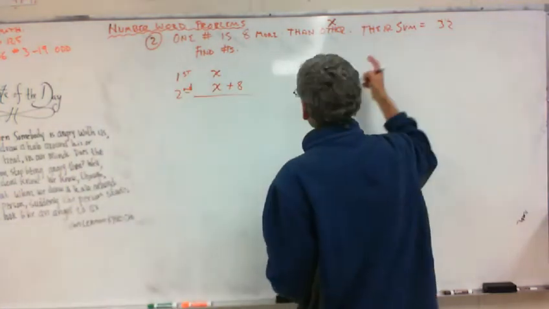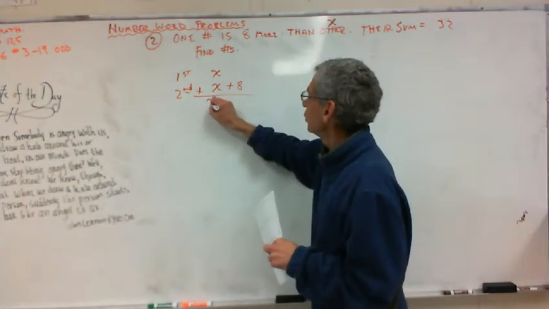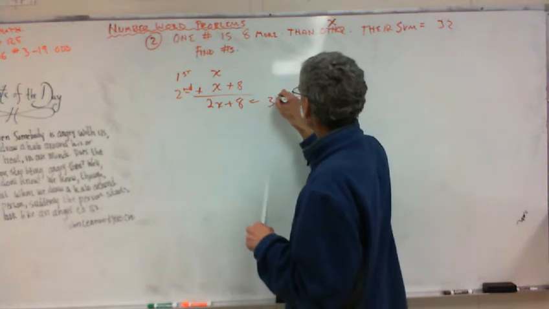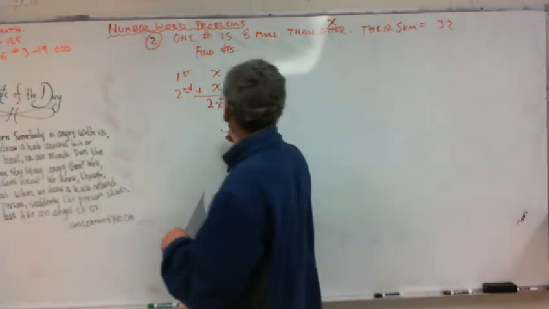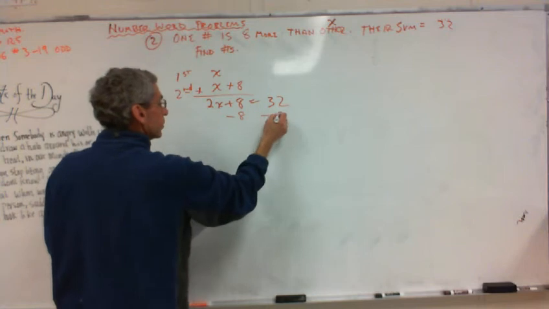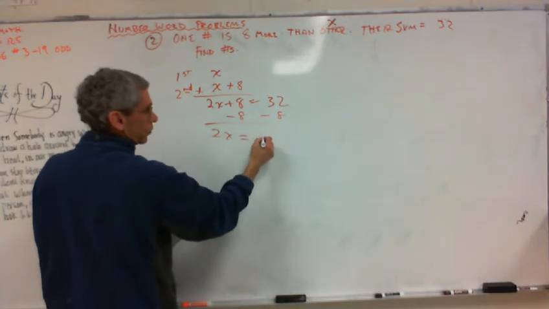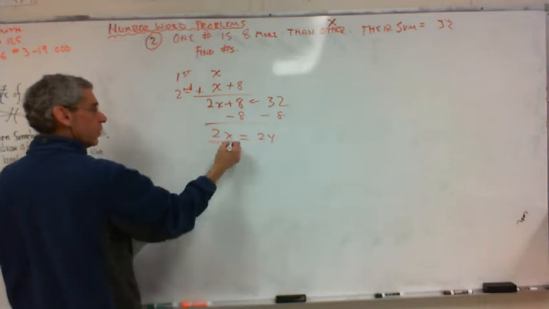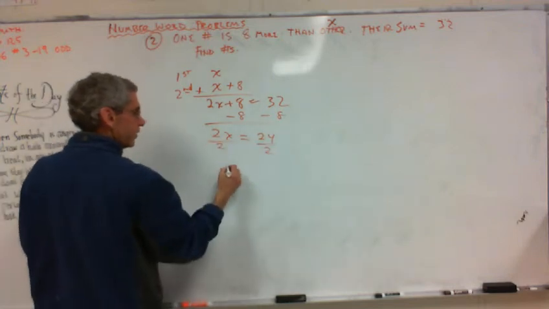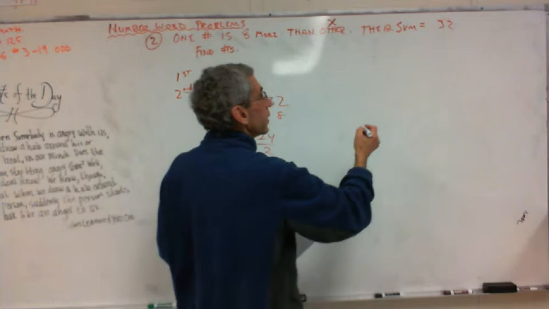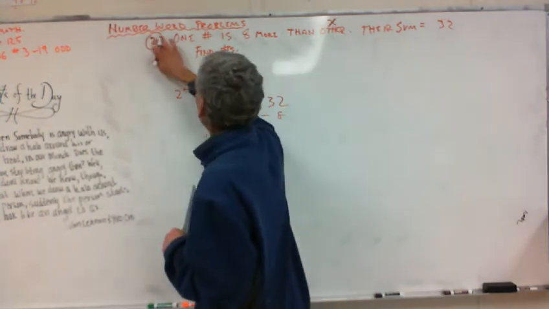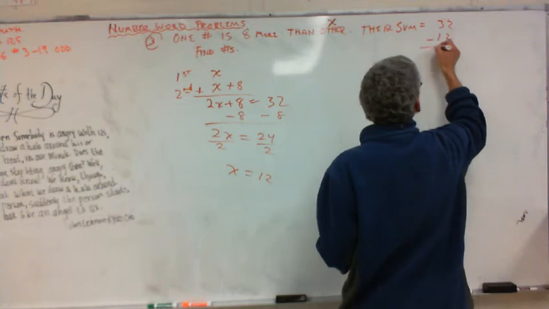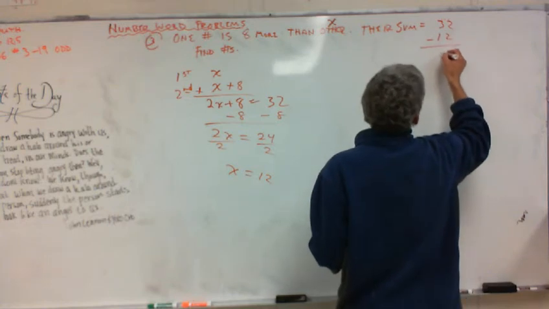And it says their sum. That means I'm going to add them together. So I have 2x plus 8 is equal to 32. Right? Subtract 8 from both sides. 2x is equal to 24. Divide by 2. X is equal to 12. This is number 3. And then I'm going to just subtract 12 from this to get 20.